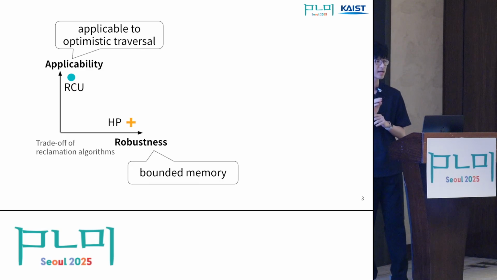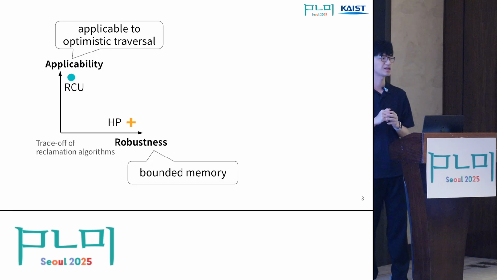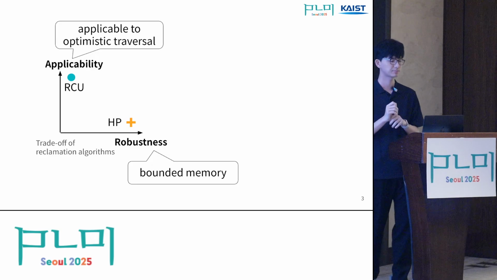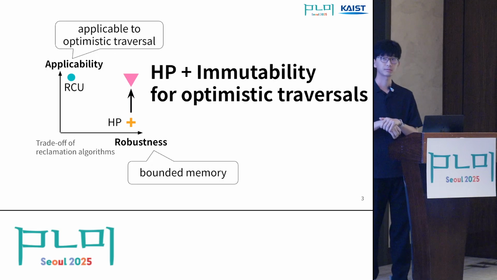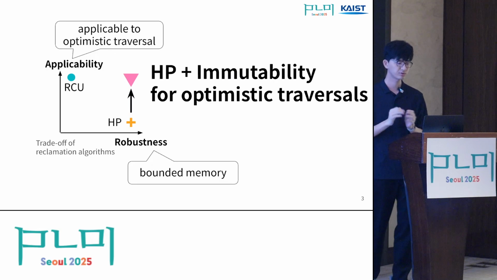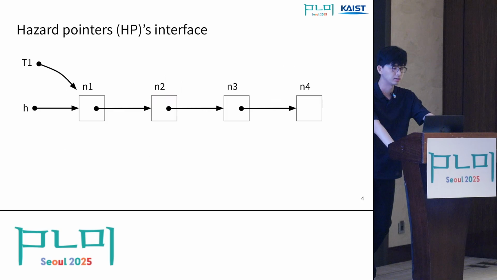Another example is hazard pointers, or HP for short. Unlike RCU, HP is robust but was incompatible with optimistic traversal. In this work, me and my colleagues have developed a brand new methodology that enables us to efficiently apply hazard pointers to optimistic traversal. And before getting into our main idea, I'll first explain hazard pointers in detail.